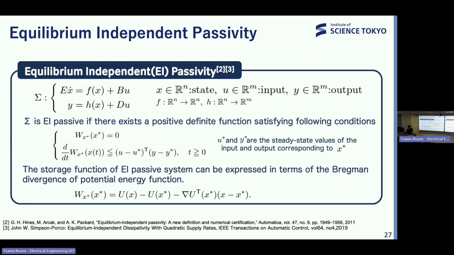Now we discuss the concept called equilibrium independent passivity. If the system sigma is represented as this, sigma is EI passive if there exists a positive definite function satisfying the following equations. And the storage function of an EI passive system can be expressed in terms of the Bregman divergence of potential energy functions.